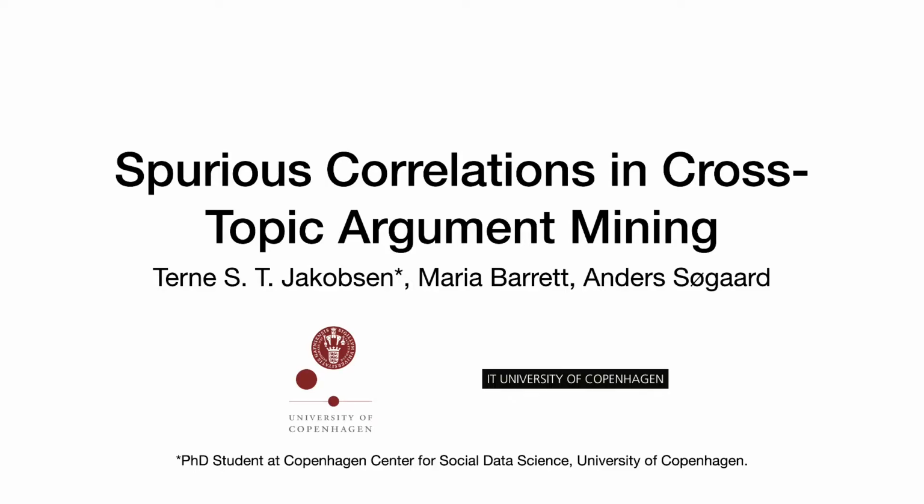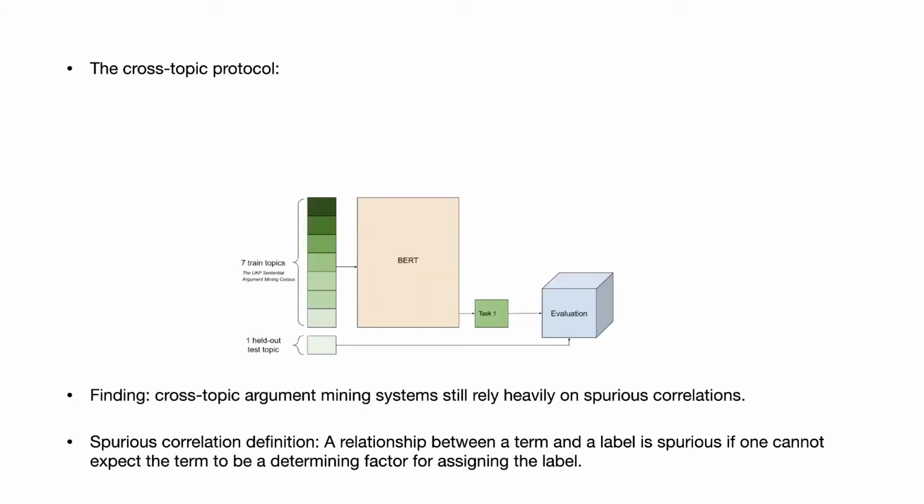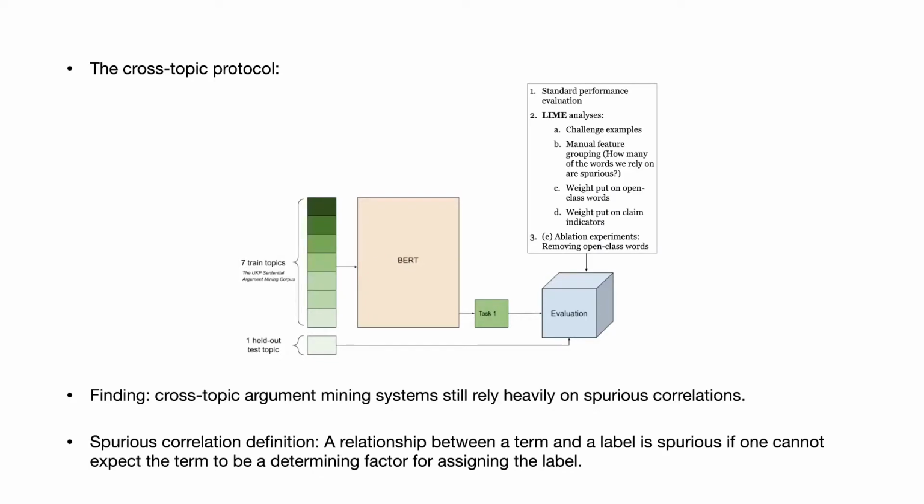Demoting spurious correlations is key to learning robust NLP models. In this study of spurious correlations in argument mining, we emulated a popular cross-topic evaluation protocol where the argument mining systems are trained with 7 topics and evaluated on an 8th held-out topic to avoid overfitting to spurious correlations of a single topic. We then used the interpretability tool LIME to analyze the feature weights in several ways.